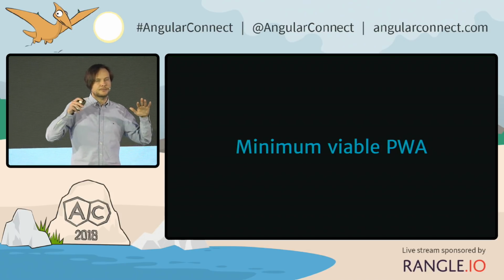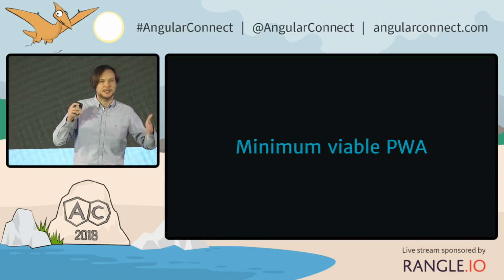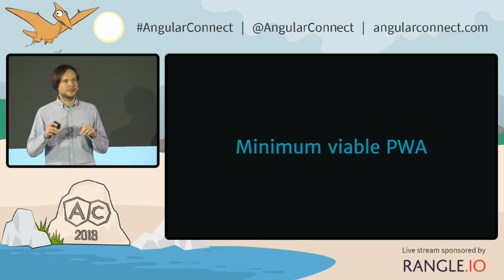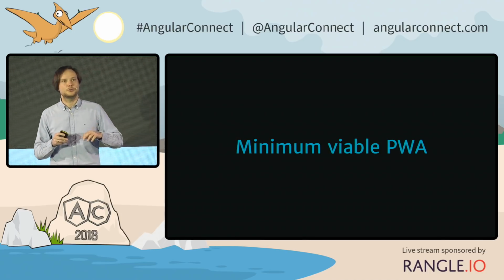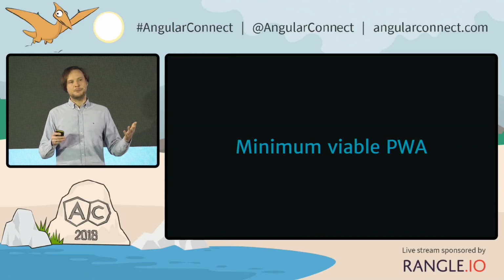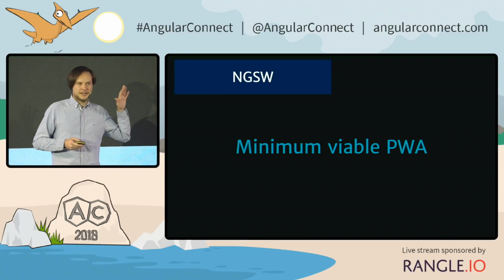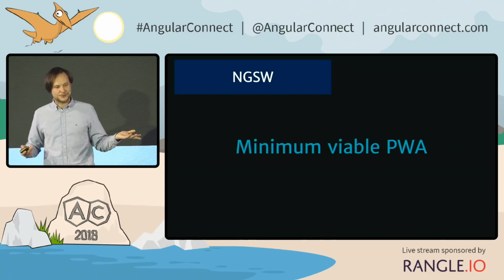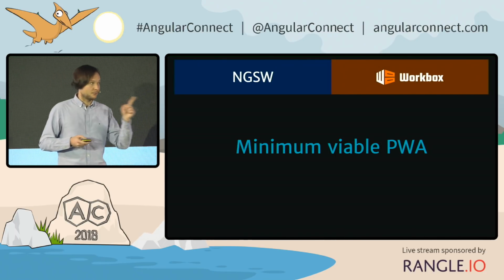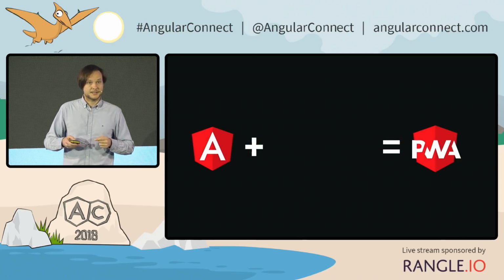Let's first understand what it will take to create a minimum viable PWA, like a PWA MVP. I tried a different approach to build this slide deck because we are going to go through some features of two different approaches, and I ended up with what I call color coding. So everything on the blue background will be dedicated to NGSW, or Angular Service Worker, and everything on brown will be about Workbox.